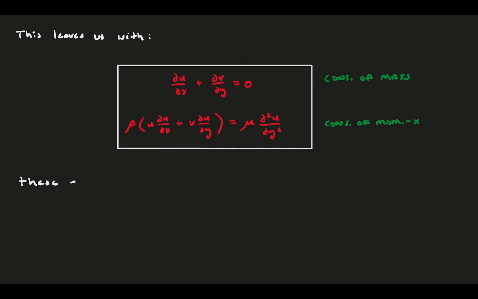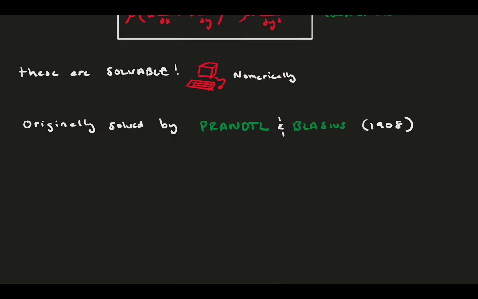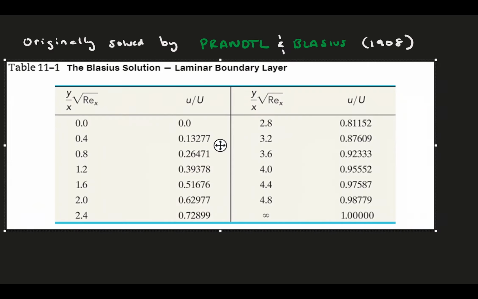They're still rather complicated, but they're totally solvable numerically. Back in 1908, these were originally derived and solved by Prandtl and his student Blasius, a famous pair of researchers who pioneered boundary layer research. Their solutions led to the following discretized form of the boundary layer shape. Here's a table showing their results.